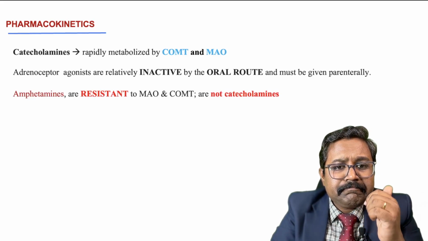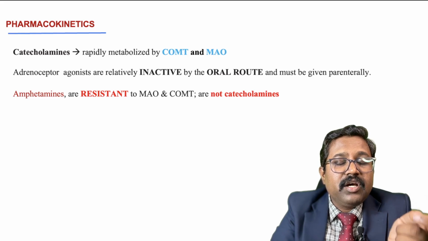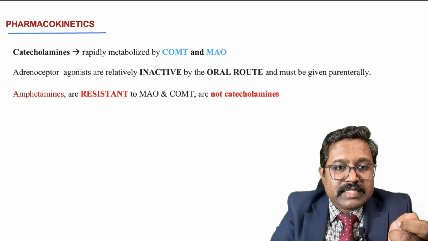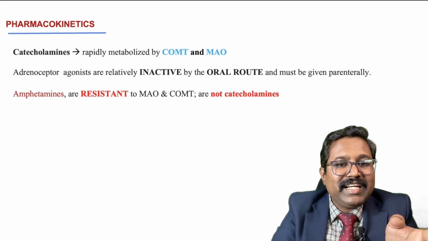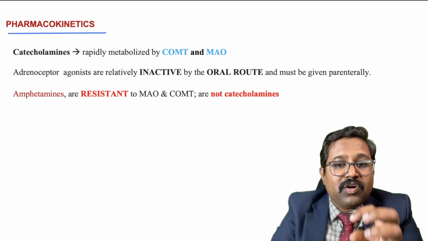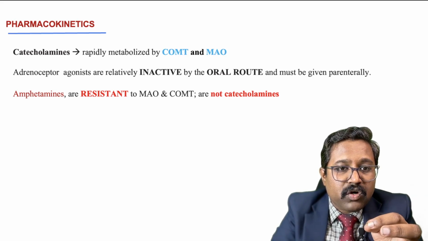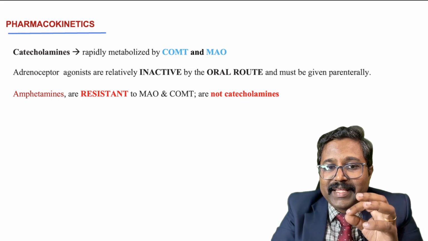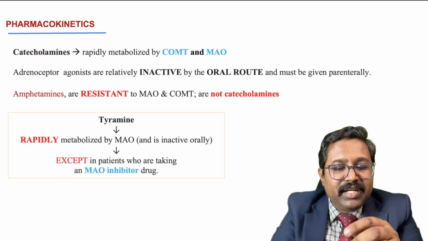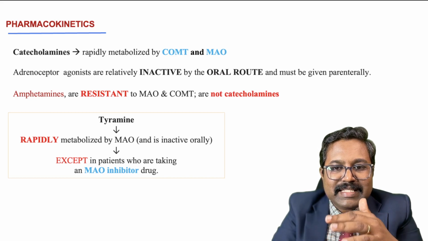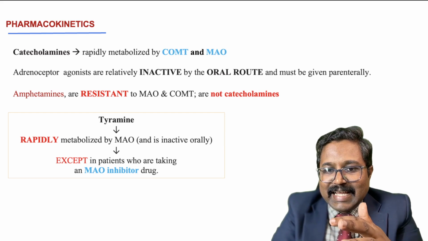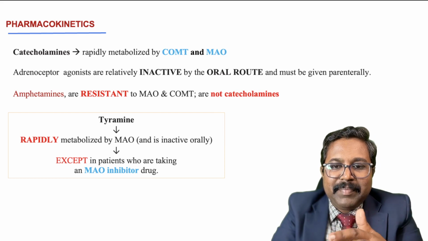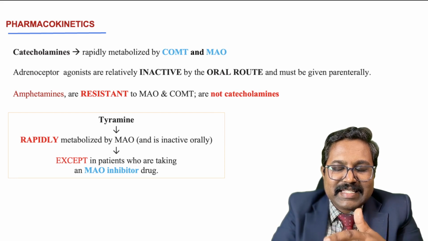The exception to this is amphetamine, which is resistant to monoamine oxidase activity as well as the COMT enzyme. Why? Because it does not belong to the catecholamine group. Amphetamine does not have a catechol group, because of which it is resistant to monoamine oxidase as well as catechol O-methyl transferase activity. Tyramine, on the other hand, is rapidly metabolized by the monoamine oxidases. Tyramine is an indirectly acting sympathomimetic drug, so it gets rapidly metabolized by monoamine oxidases and is inactive orally.